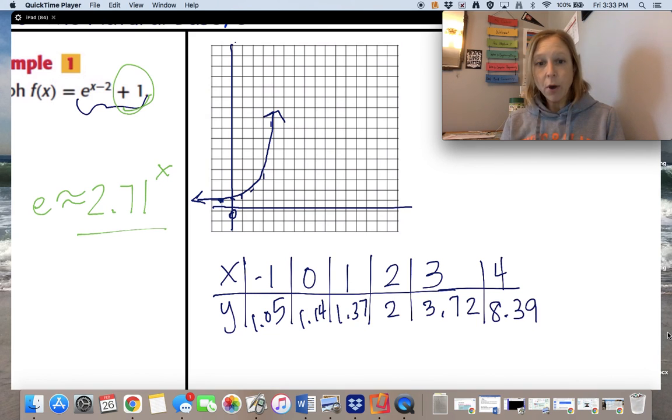Okay, I'm going to pause the video right now, and when we come back, we'll look at the natural log and how to use e and natural log in a couple different types of equations.